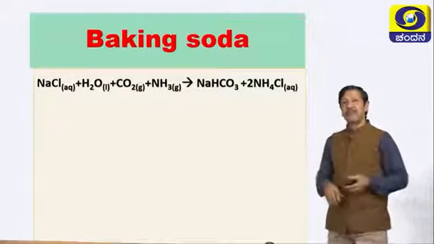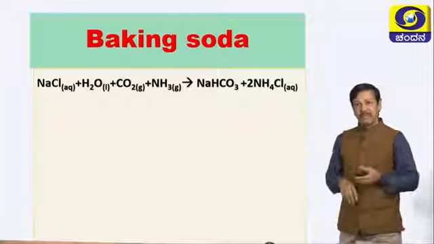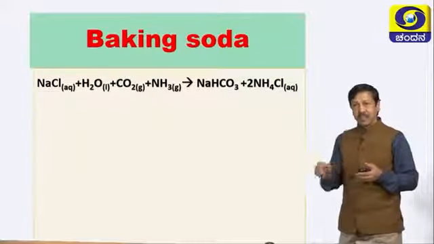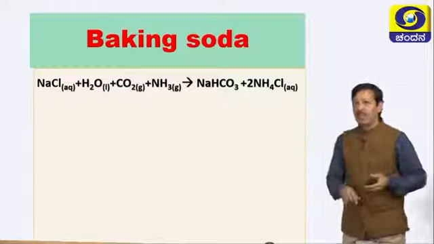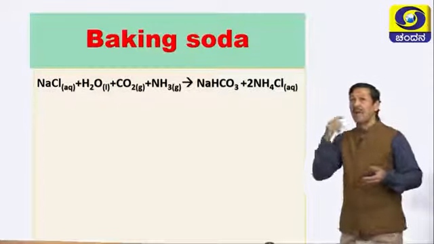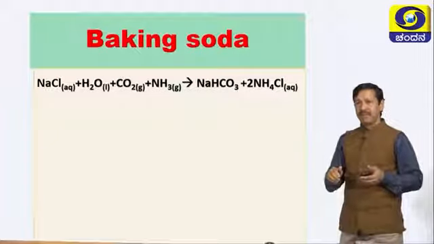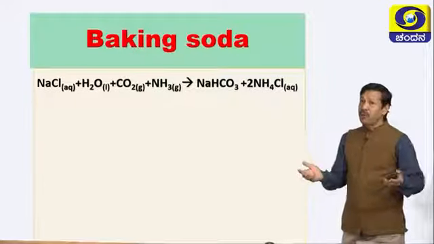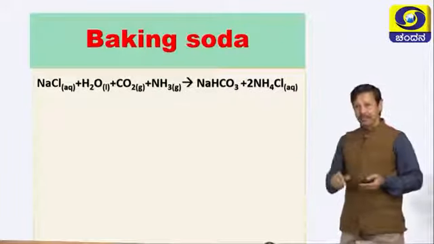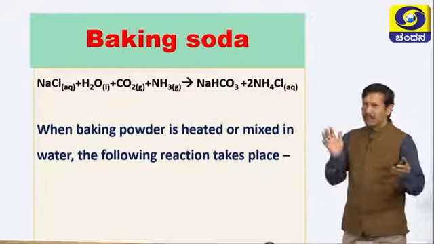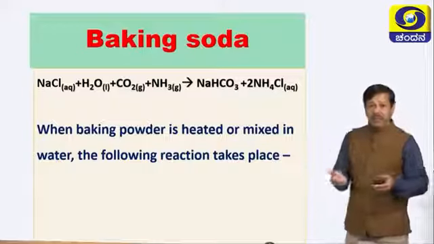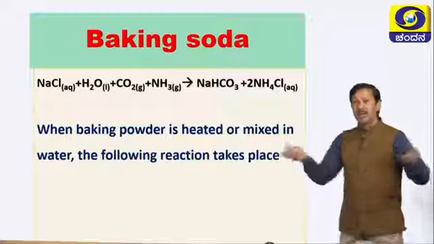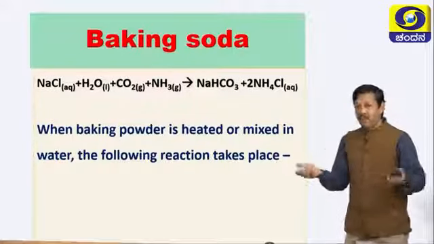How is this prepared? The brine means NaCl. Here we are using sodium chloride solution in water, through which we are passing two important gases. One is carbon dioxide, another one is ammonia, NH3. Then you get NaHCO3, that is baking soda, and ammonium chloride as a byproduct. So remember children, important equation. When this baking soda is used to prepare baking powder, and that baking powder is heated or mixed with water, what happens?